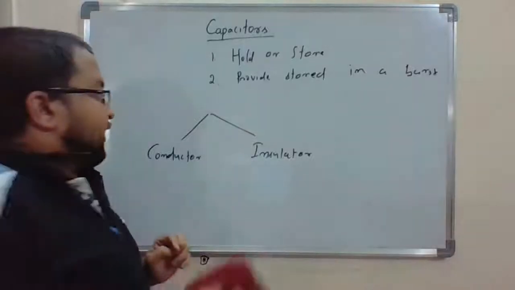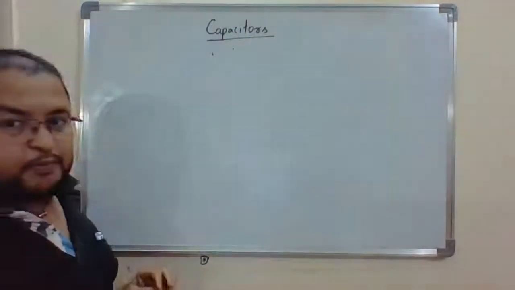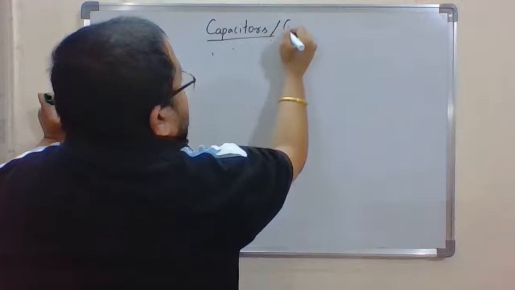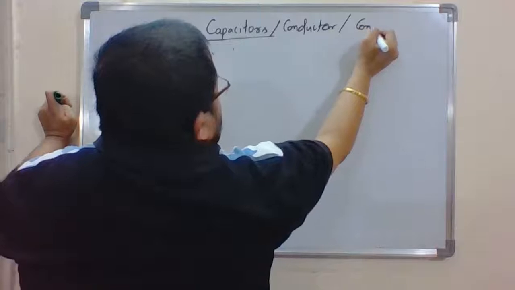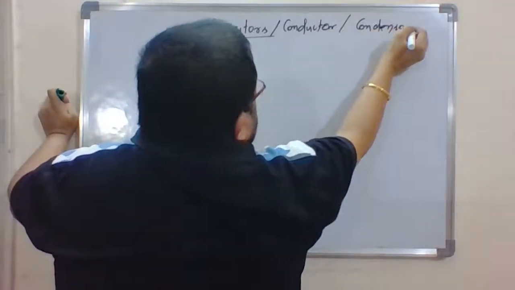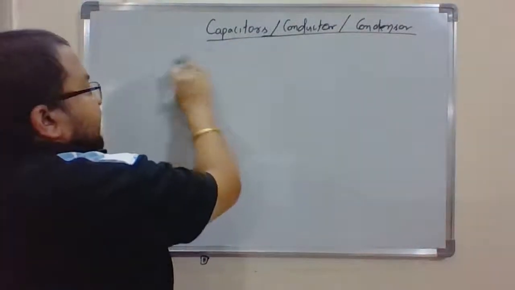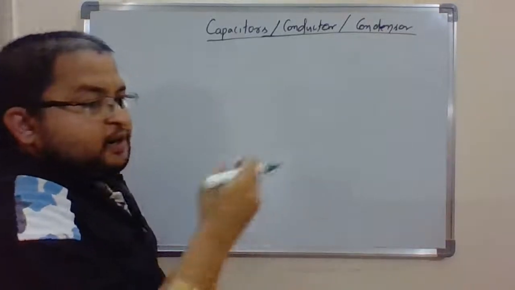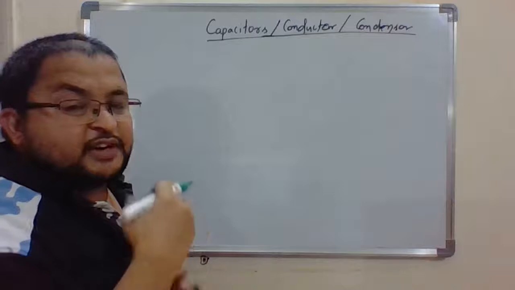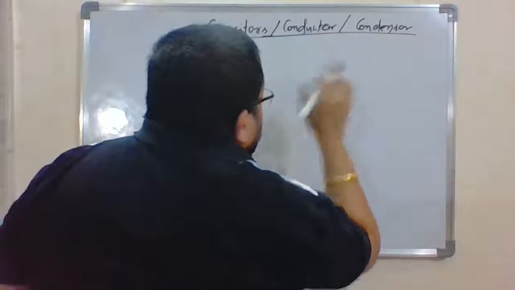Okay, so that is why when you read about capacitors, many times you would see people say capacitor or conductor or condenser interchangeably. So do not get confused that, hey, I studied about a parallel plate capacitor, but in the exam I'm getting a parallel plate conductor. Or I studied about a spherical capacitor, now I'm getting a spherical conductor. So this is completely different. So don't get confused on it, okay?